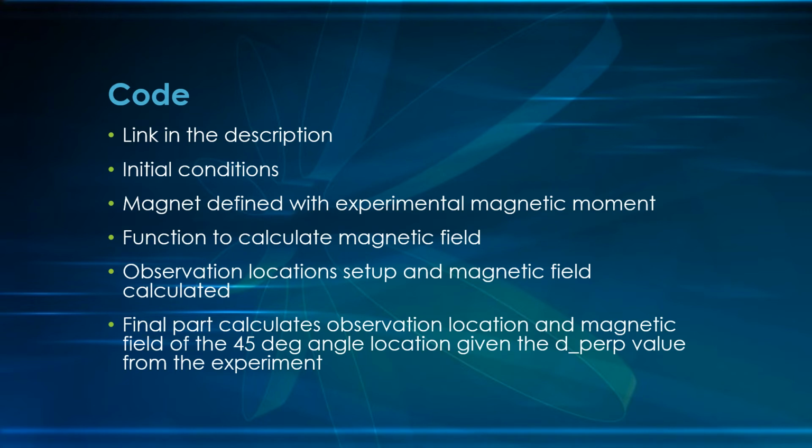Now for the code, the link for which is in the description. The first part declares the initial conditions, and the next part sets up the magnet with the experimental magnetic moment. The next function calculates the magnetic field, and afterward some observation locations are set up and their magnetic fields are calculated. The final part of the code calculates the observation location that is at a 45-degree angle from the magnet, given the d-perp value from the experiment.